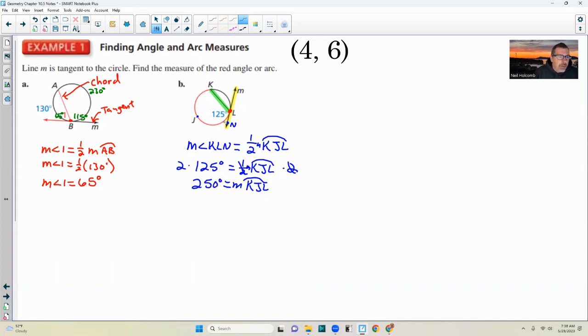Okay, and again, once you find that, 180 minus 125 is 55. Double that and you get 110 degrees, and 250 plus 110 is 360. You can always check and find everything else. All right, so now that I've shown you example 1, you should be able to do exercises 4 and 6.